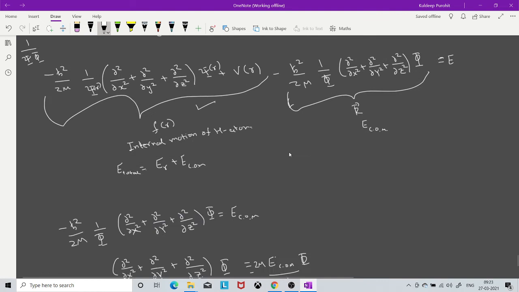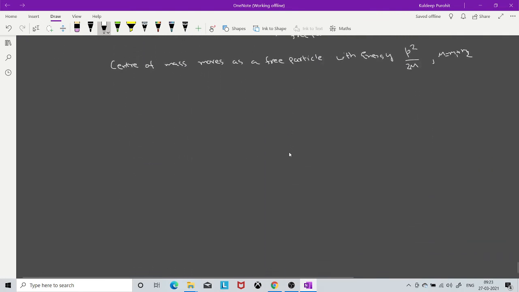So here if you take this part, then it is equal to minus ħ² by 2μ, where μ is the reduced mass, times 1 by capital ψ, (∂²/∂x² + ∂²/∂y² + ∂²/∂z²) ψ, plus V(r), and equal to E.